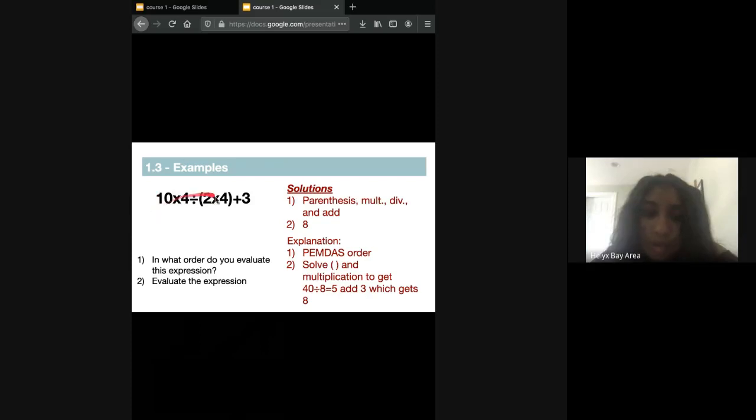So 40 divided by 8 is equal to 5. And we know that's the next thing we do because in PEMDAS order, division is what comes next after multiplication. And then last but not least, we add 3, which gives us a total of 8. So what we did here is first we did parentheses, then we did our multiplication operations, then we divided and then added. And our solution for the evaluation was 8.